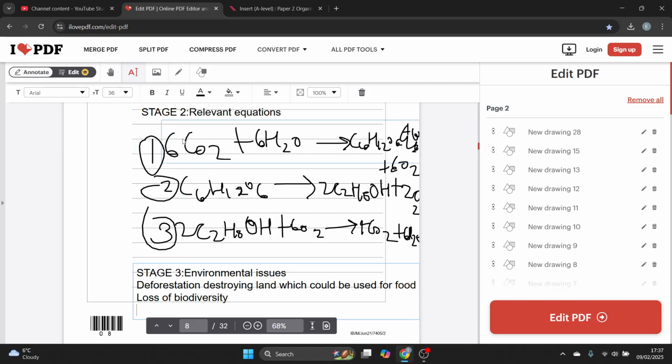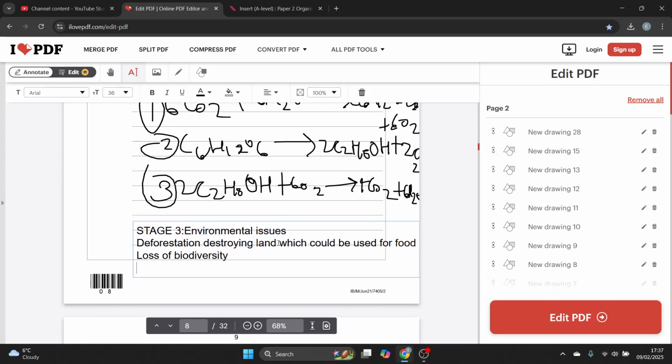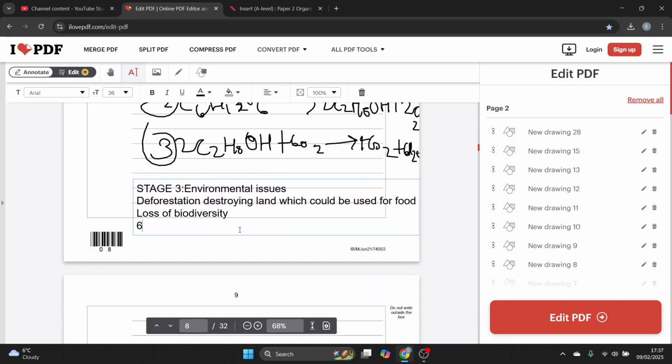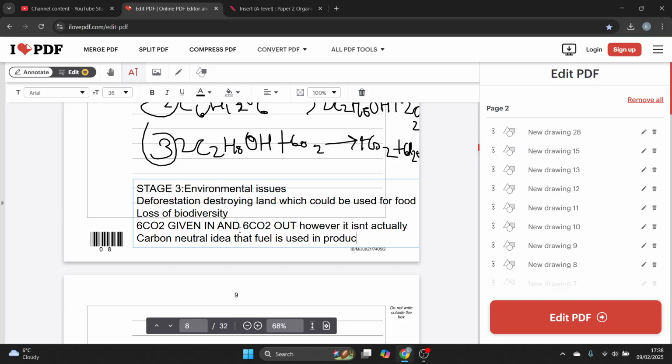The idea that 6 carbon dioxide in, 6 carbon dioxide out. So therefore it's carbon neutral, right? So 6 CO2 given in and 6 CO2 out. However, it isn't actually carbon neutral, and that brings us to another point, the idea that fuel is used in production and distribution.